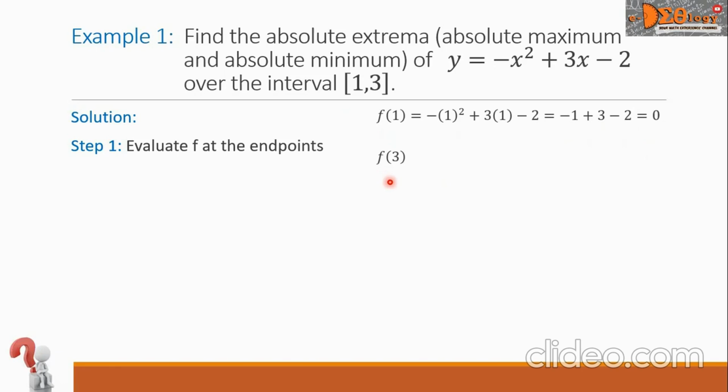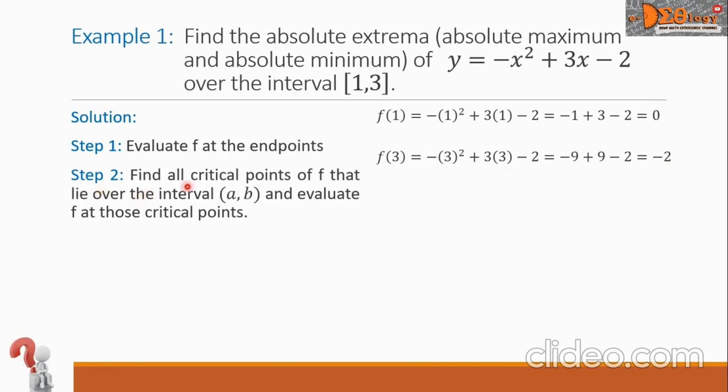Then f of 3, and this is equal to the negative of the number 3 squared plus 3 times 3 minus 2. The negative of 3 squared is negative 9, plus the 3 times 3 is 9, then minus 2. Simplifying these three numbers here, the answer is negative 2. So f of 3 is negative 2.